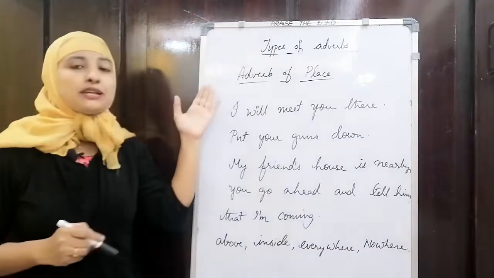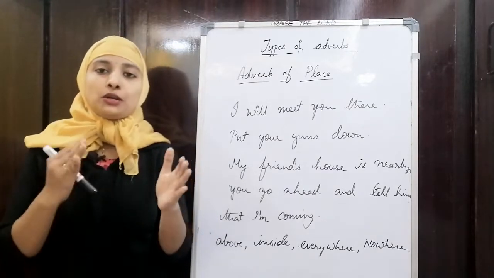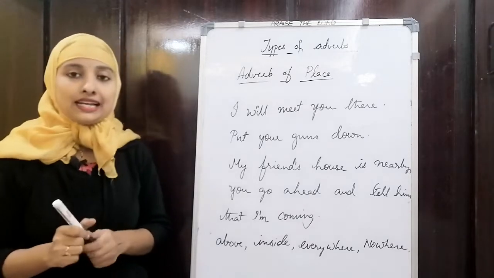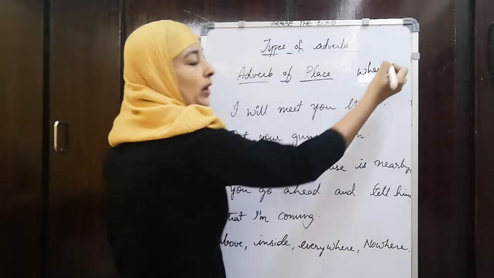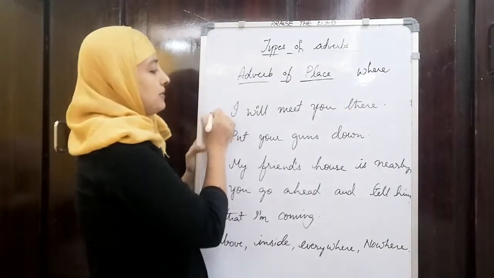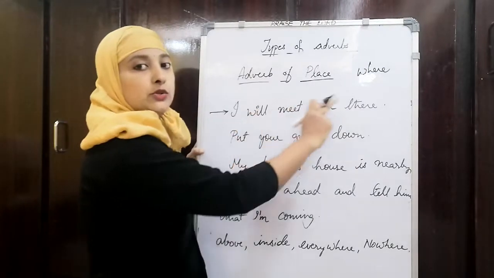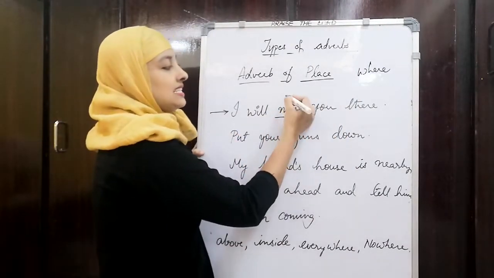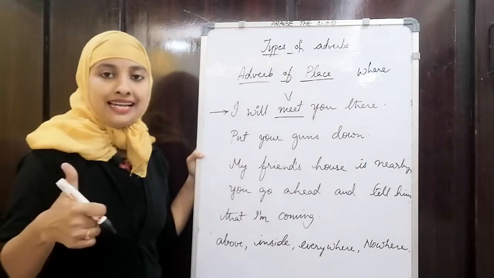Next, coming to adverb of place. This modifies the verb by telling us about the place or a location. For adverbs of place we will be using the question where. First of all, look at this example. I will meet you there. What is the verb in this sentence? Meet. Meeting is the verb. Where will you meet? There.